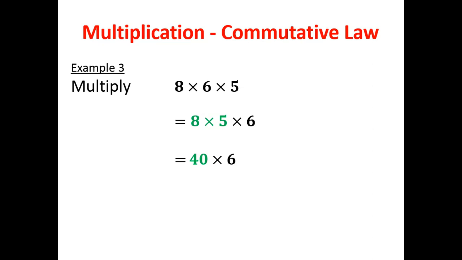Well, we just talked about this in the last video. Here's one strategy to do this. We go 4 times 6 is 24, and there's 1 0 attached to the 40, so we need to add 1 0 to the final answer to get 240. So 8 times 6 times 5, which is the same as 8 times 5 times 6, is equal to 240.